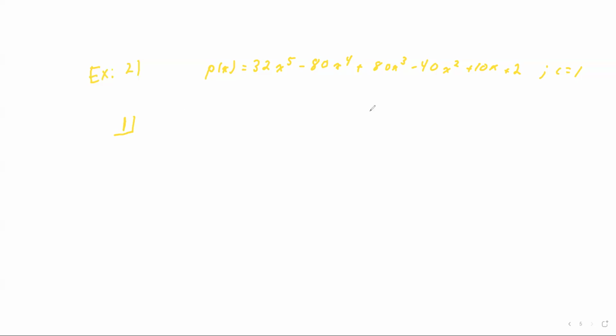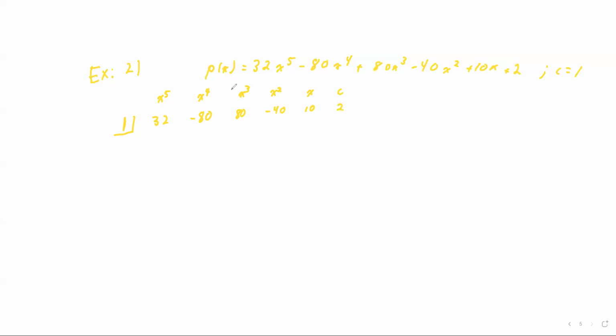Now, what I'm going to do next is write all of the coefficients for each degree. So for x to the 5th, that's going to be 32. For x to the 4th, that's going to be negative 80. Notice the sign went with it. For x to the 3rd, that's going to be positive 80. For x to the 2nd, negative 40. For x, positive 10. For my constant, which I'll call C, it will be 2.